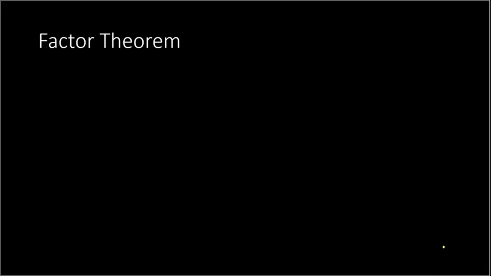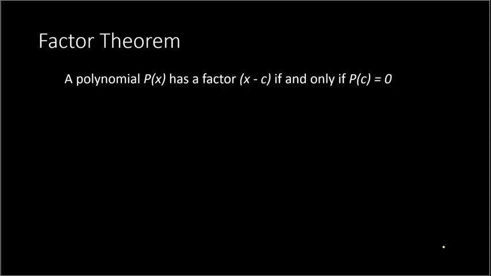And we also have what's called the factor theorem. So the factor theorem says that a polynomial p of x has a factor x minus c if and only if p of c equals 0. So let me explain that in common English.